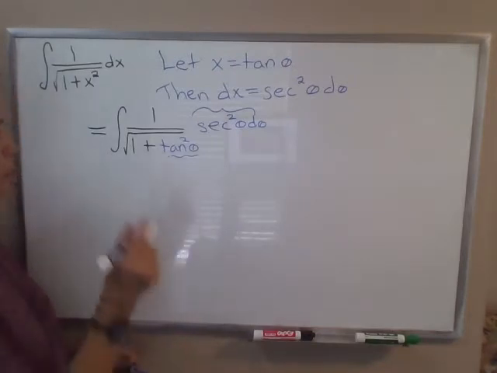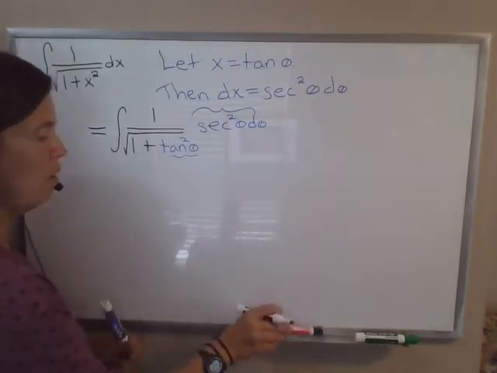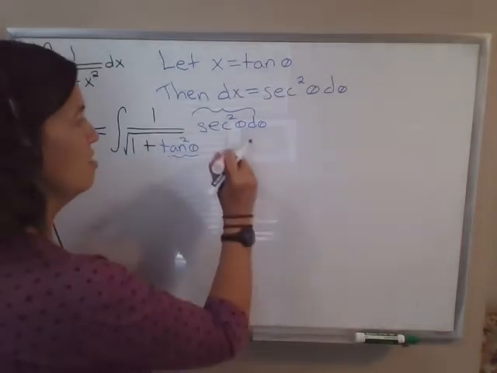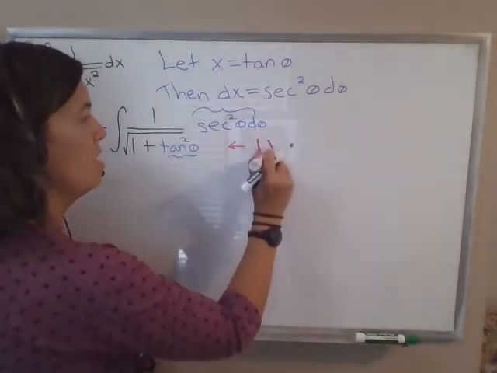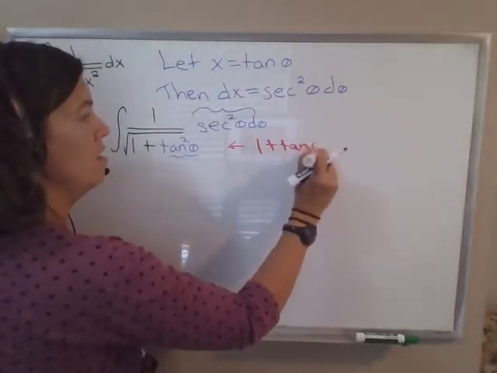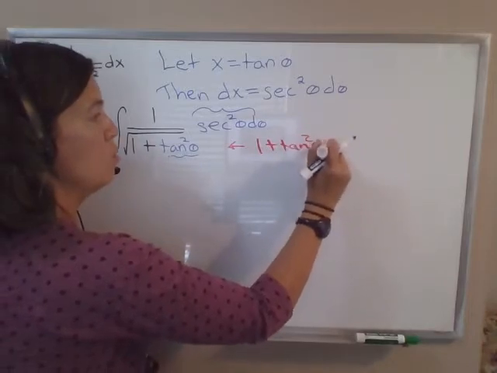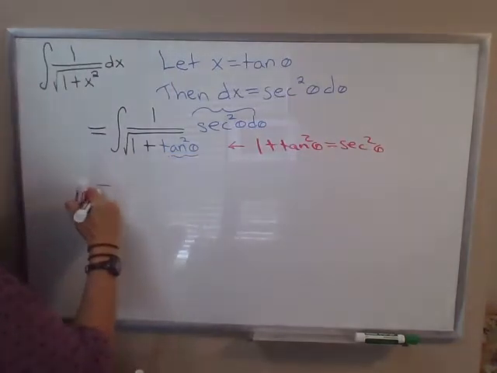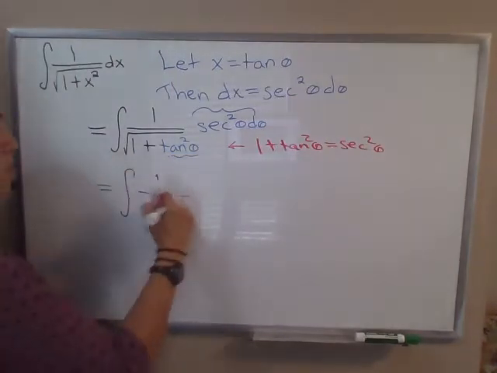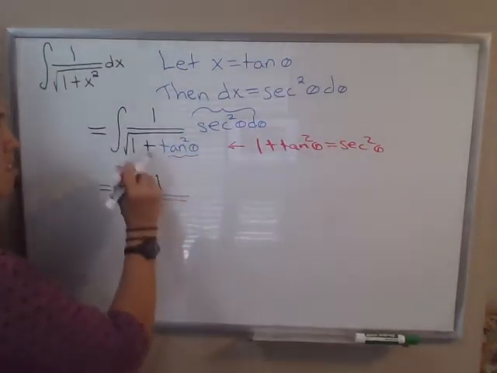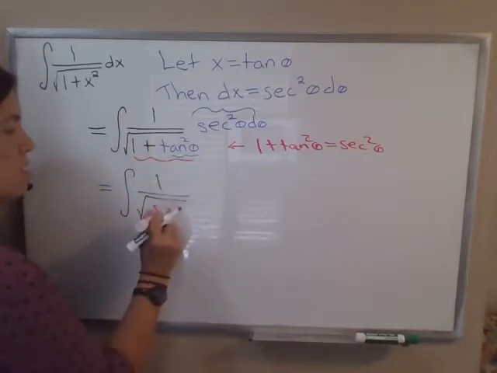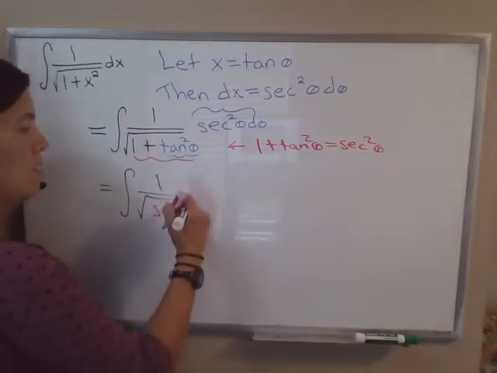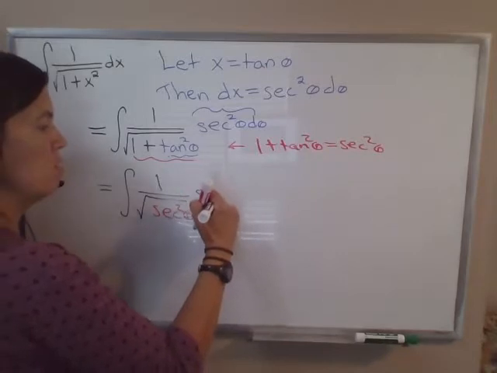So how does that help? Well, if you remember your trig identities, 1 plus tangent squared in the denominator here is equal to secant squared theta. So this is equal to 1 over the square root of 1 plus tangent squared, which is equal to secant squared. And then times, we have secant squared theta here.